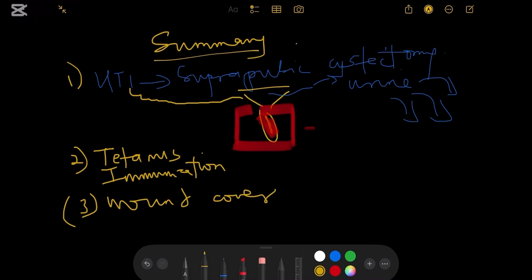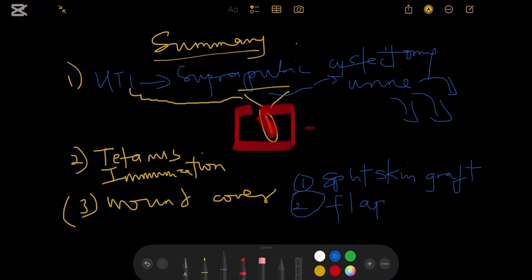By wound cover, I mean you can use split skin grafts, where you collect the skin from any part of the body. Remember, a graft does not have blood supply, while a flap has blood supply. So you can either do a split skin graft or a flap, or even before any of that, you can just oppose the wounds. I'm going to call this opposing the wounds, number 1. That is, you will just raise up the skin and stitch the area, especially if the exposure of the Fournier's gangrene is small.